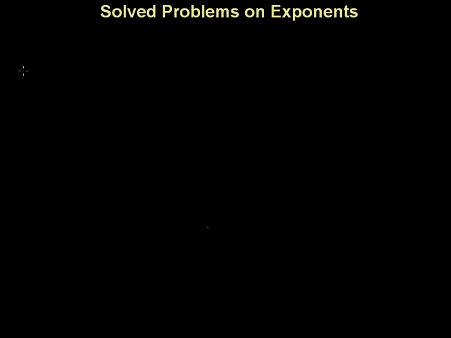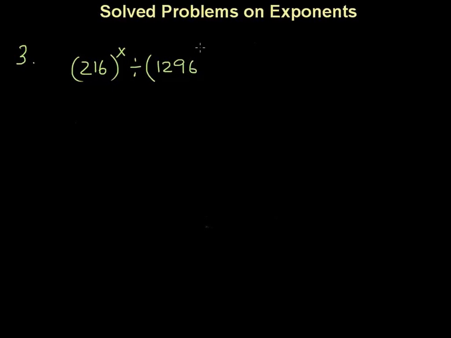Okay, so let's do the third question here. The third question is 216 to the power x. So I'll put a bracket here and power x, and then it is divided by 1296 to the power 5x minus 4. So that's a big number here. And then this is multiplied by 36 to the power x plus 5. So now we have to solve for x.